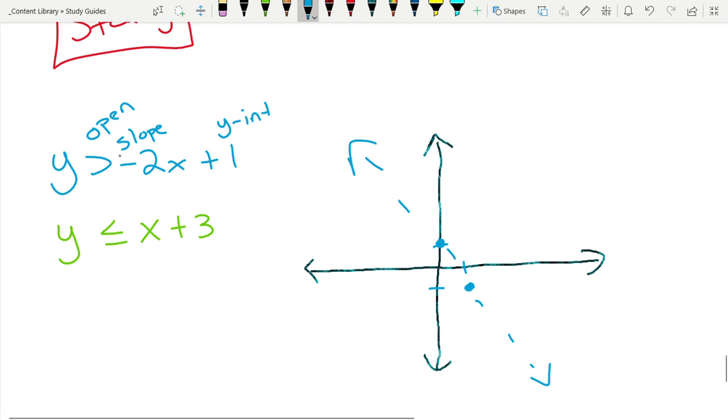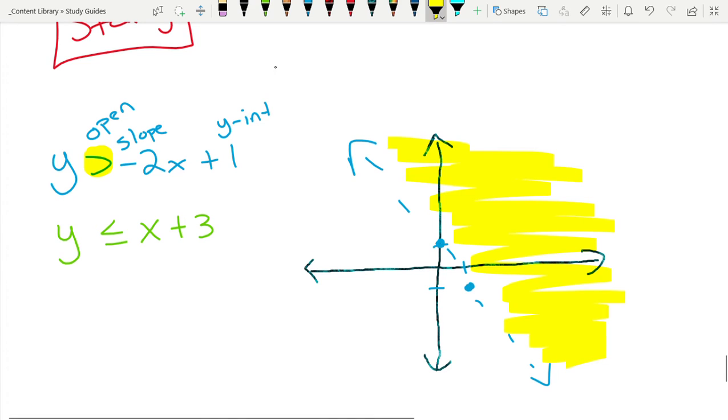Now I use my trick of shading that we learned this chapter. This says y is greater than. Well, if you want to get big y's, there's only one way to go from your line. You would have to go up to get bigger y's. So we would shade everything above our line.